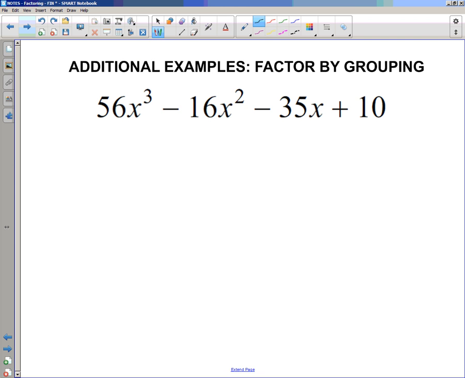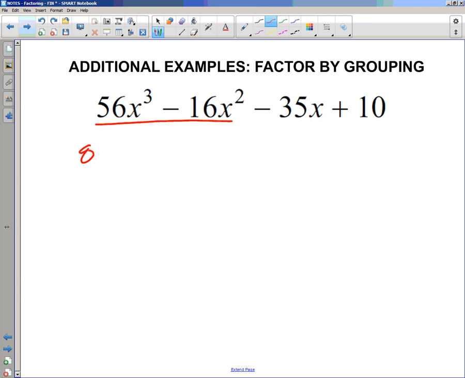All right, next example. We're going to start as we usually do by looking for a GCF. We've got a 56 and a 16 here, so I'm going to find the biggest thing that I can pull out of both 56 and 16. They are both divisible by 4. They're also both divisible by 8. 56 is not divisible by 16, so I think 8 is going to be the biggest we can pull out here.